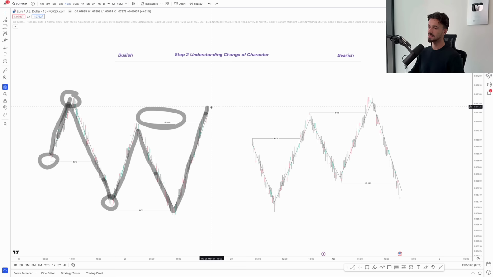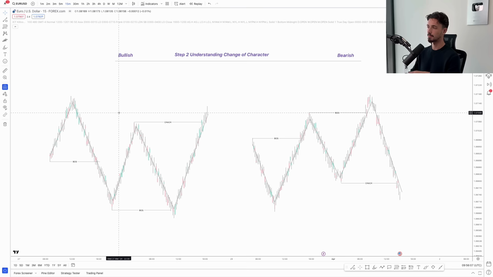So that is step number two, understanding change of character. And simply to put it, change of character is shifting from one trend to another. It's the point in price where price reverses. It's always going to happen. Now let's walk into step number three.